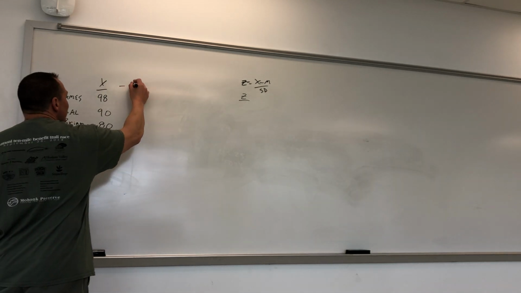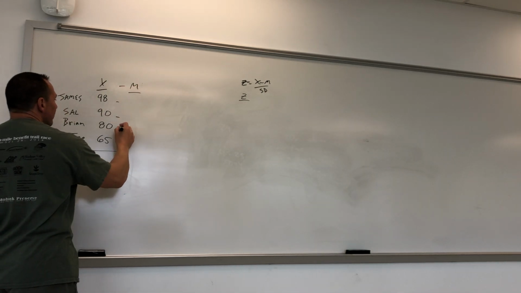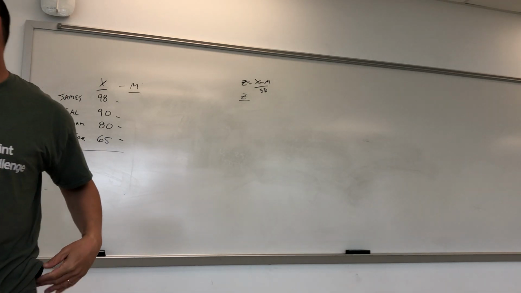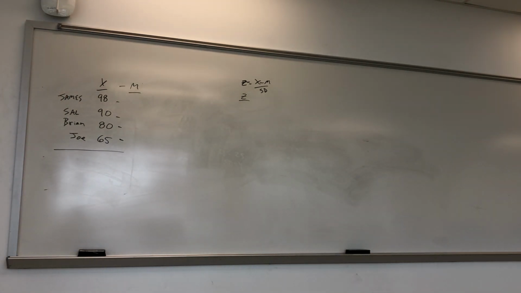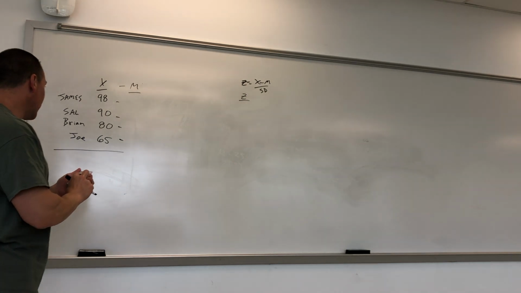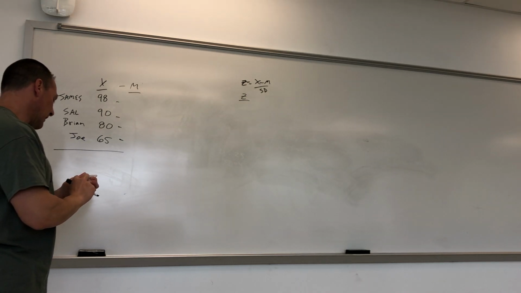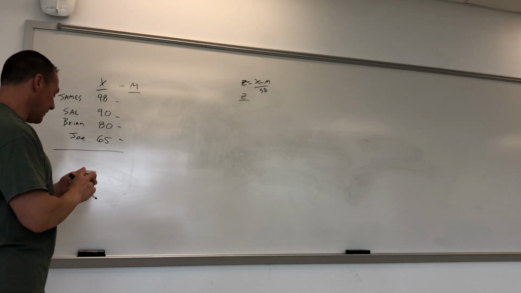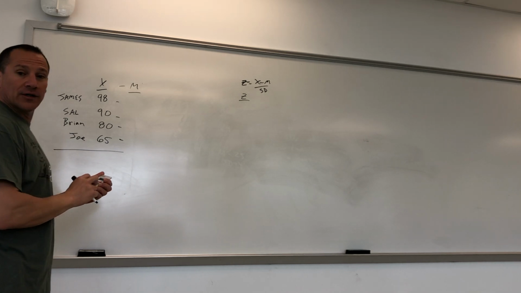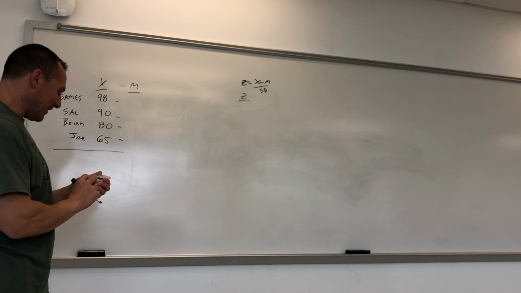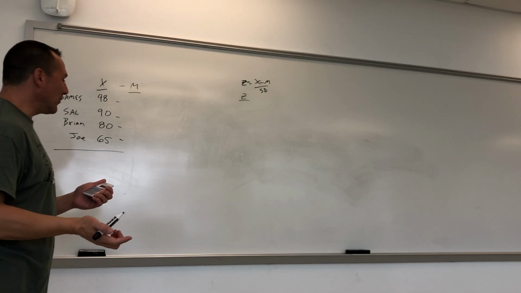So we're going to subtract out the mean. There's my handy calculator. We got 98 plus 90 plus 80 plus 65, 333 divided by 4. And Dana, if you want to check my work at any point, that's not a bad idea. And the mean is 83.25.